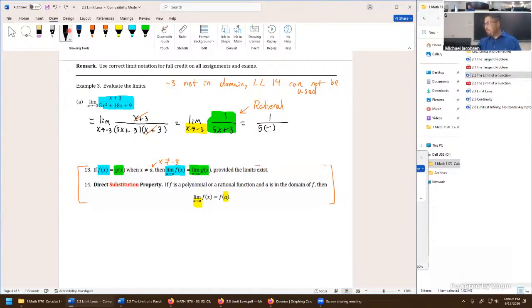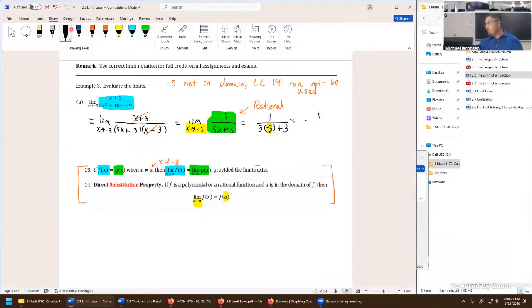My 3's are looking kind of funny. Let me fix that one. Plus 3. So once we swap the function, we closed out the discontinuity, we can use the direct substitution property, plug in the number, and get a value out.